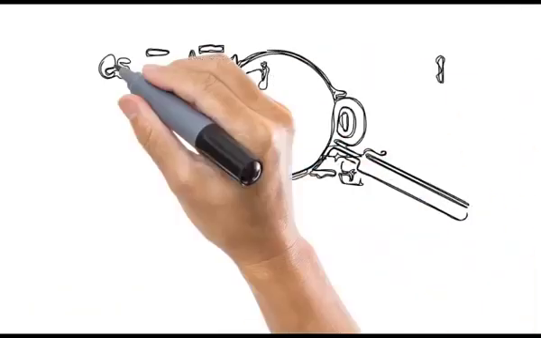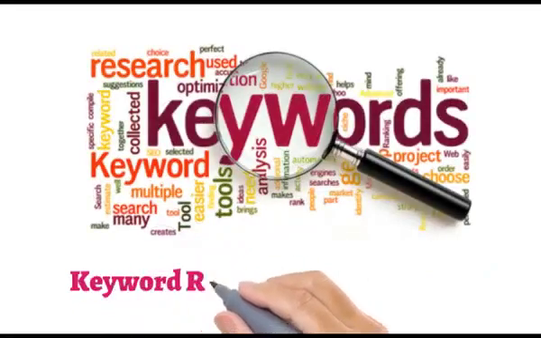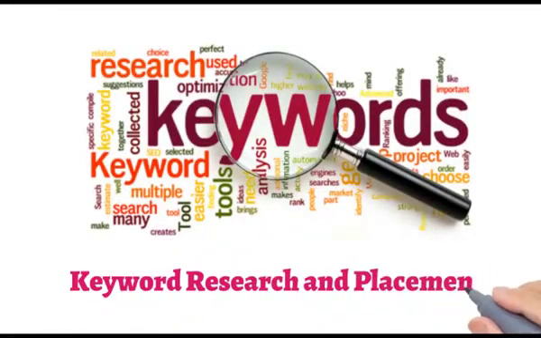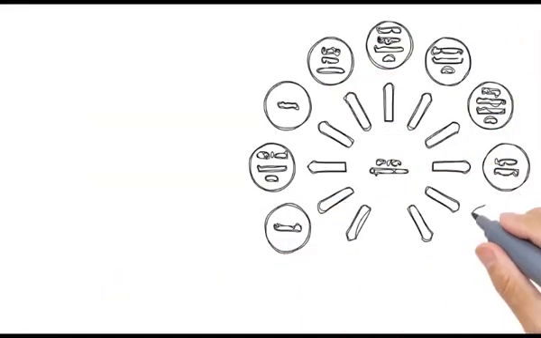Keyword research is the practice of identifying which phrases are used on search engines when people are looking for information. Keyword placement means embedding selected SEO keywords at places where search engines pay more attention when examining web page contents. Now let's come to our next point, which is off-page SEO.